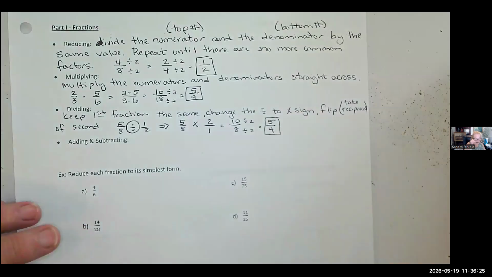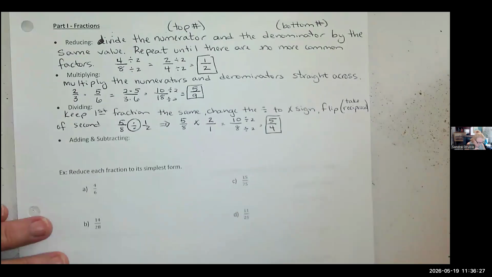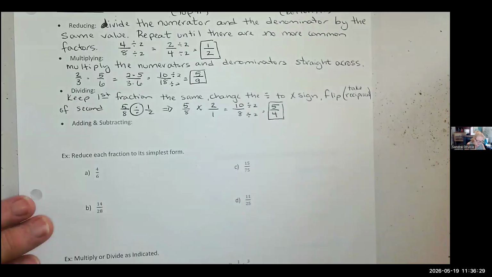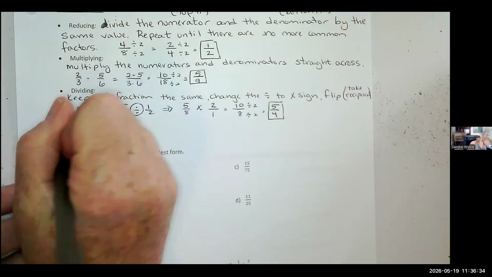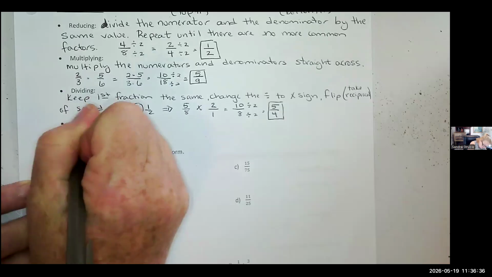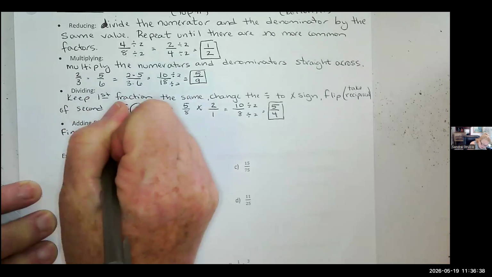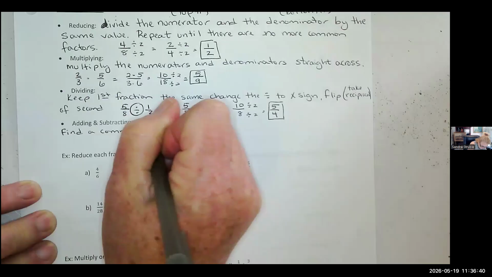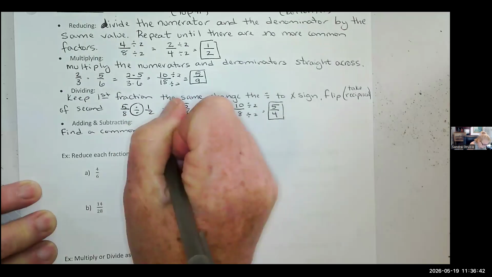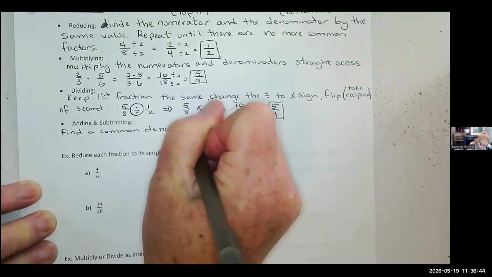Okay. Adding and subtracting. So you're going to find a common denominator. These are done exactly the same way. Find a common denominator. Remember, the denominator is the bottom number. Then you're going to add or subtract.